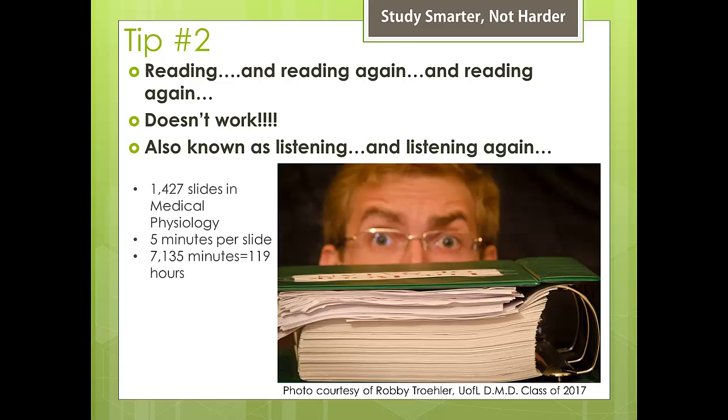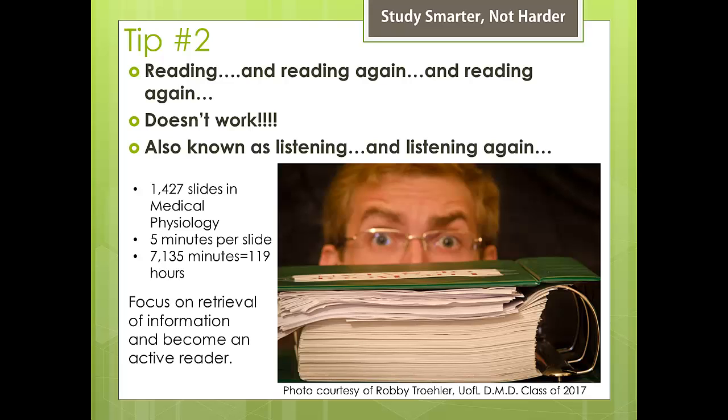So if we look at this in a numbers context, I went through and counted there's 1,427 slides in our medical physiology class. So if you spent 5 minutes per slide both looking at that slide and reading the accompanying notes, it would take you 120 hours just to read that content once. And so if your mechanism is just reading and reading over again, that's going to be a huge time waste. And you're also not going to be really understanding how much of this content have I truly learned? Just exposing yourself to the content may not mean that you've actually mastered it.